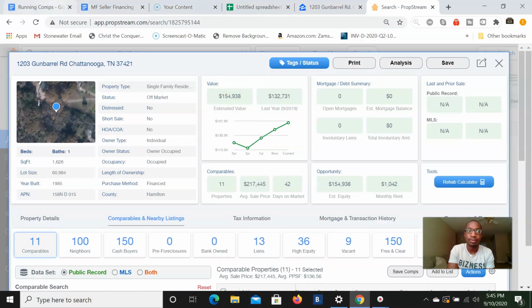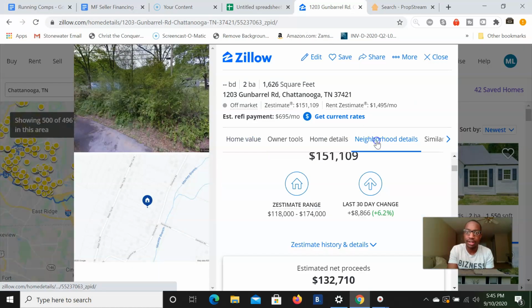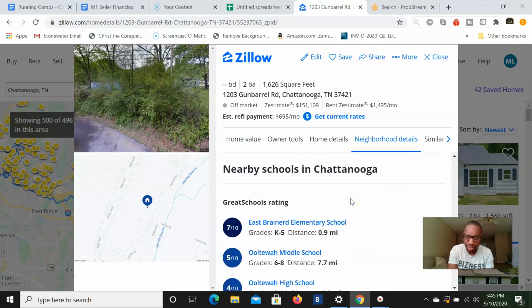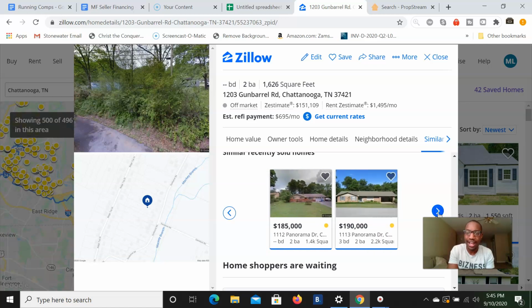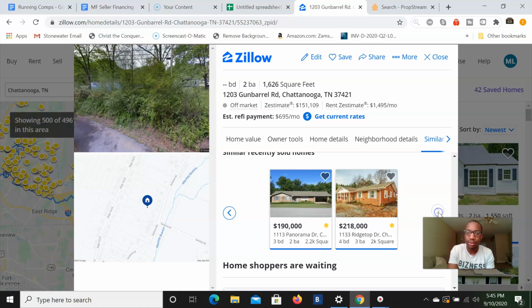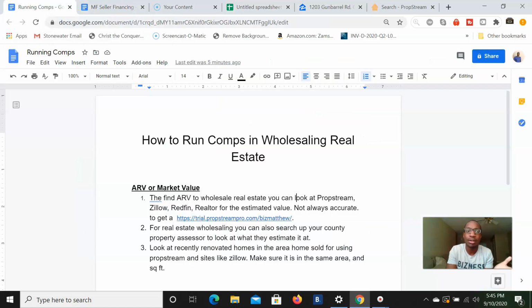All right, you all. And let me see if we can look at different sales. So they have something around here. So if you go down to, I think, neighborhood details, they have sales around here. You see that? They have this 175. This looks like a renovated property. 185, 190, 218. So most likely this property can probably sell for 150. So actually Realtor.com might be closer to the actual market value. So as you all can tell, this is kind of around your market value. That's how you run comps for market value.